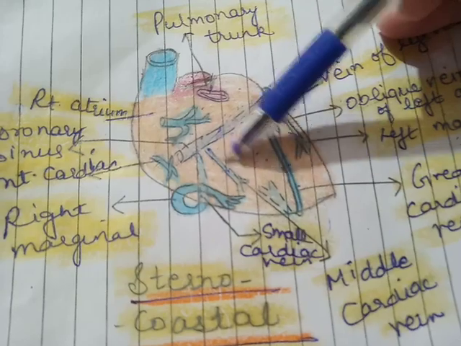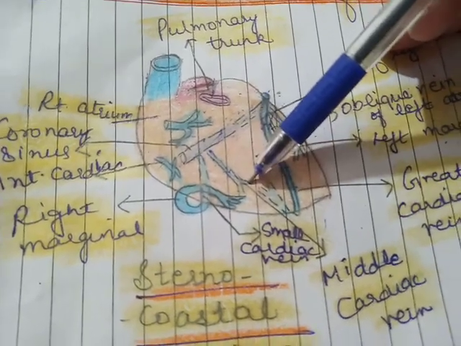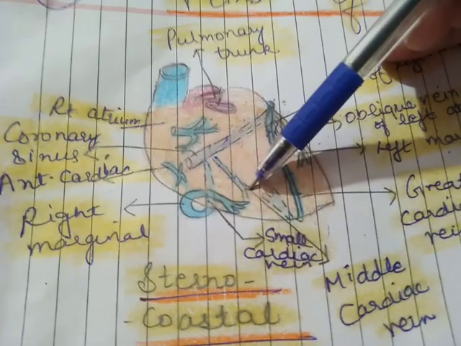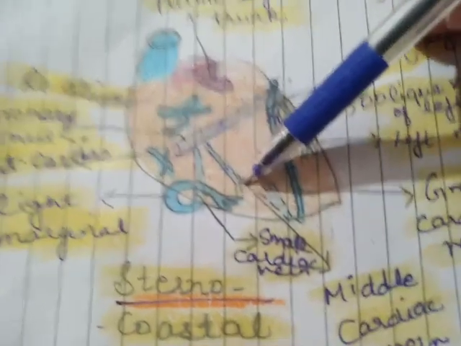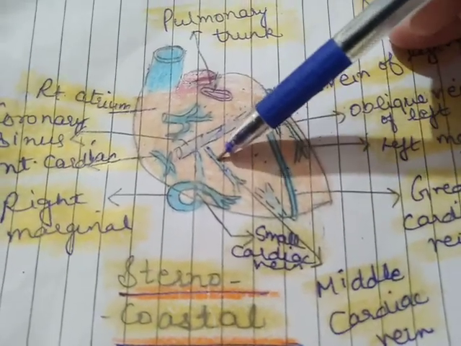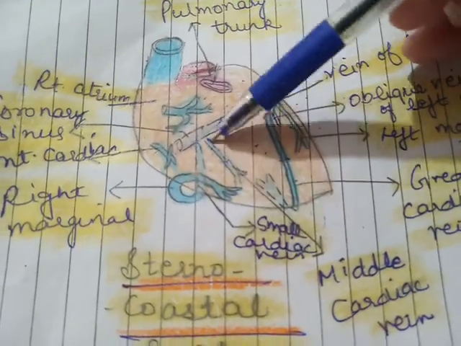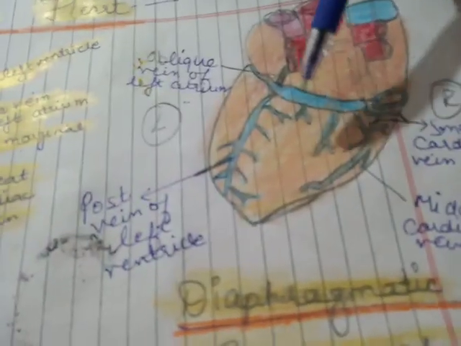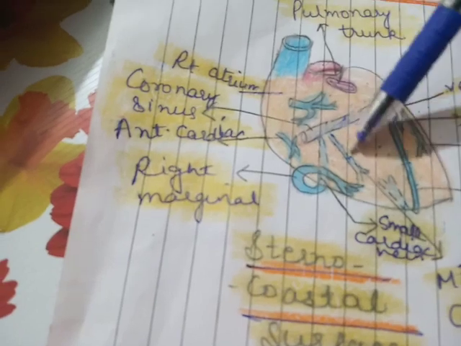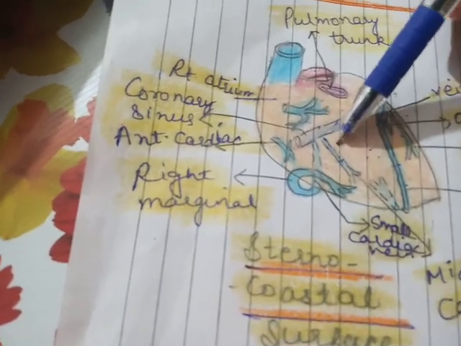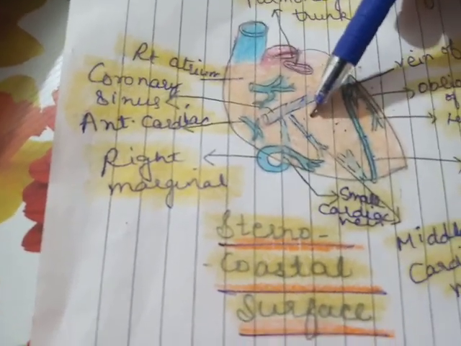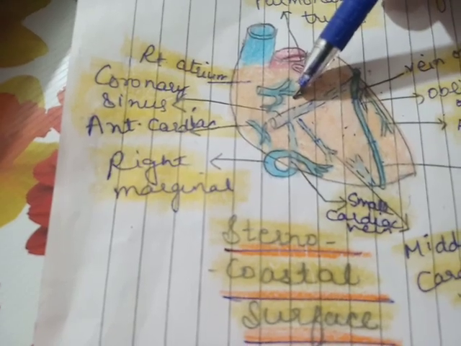Similarly, the middle cardiac vein. This is the middle cardiac vein. It accompanies the posterior interventricular artery. As it is a dotted line, it lies on which surface? The diaphragmatic surface. So it accompanies the posterior interventricular artery and joins the middle part of the coronary sinus, as is already visible here.